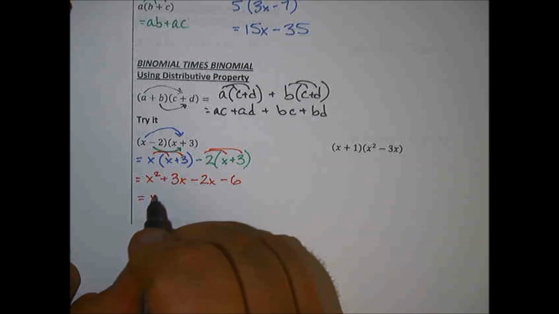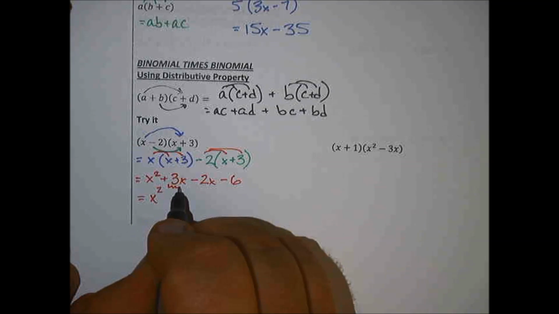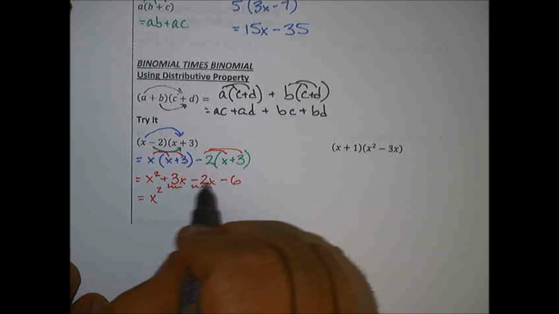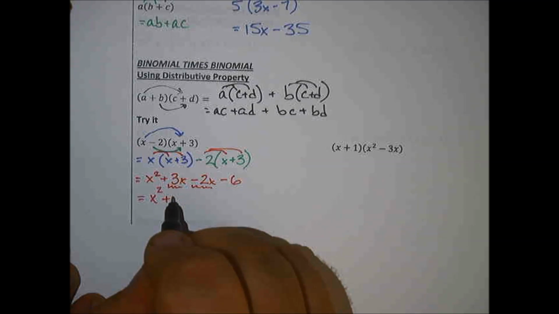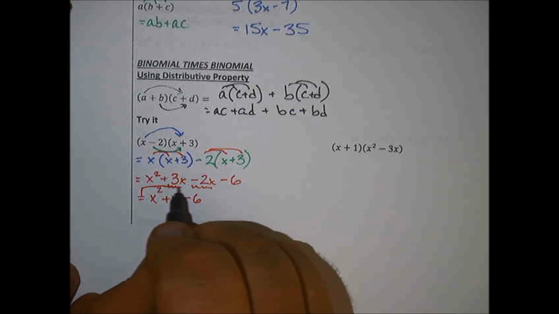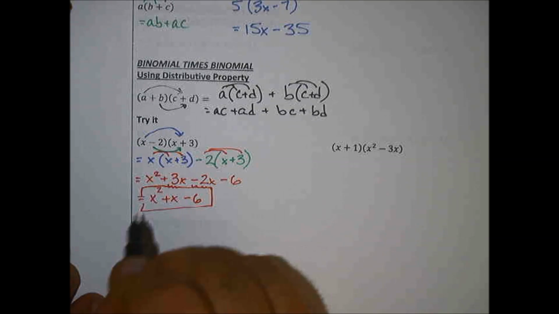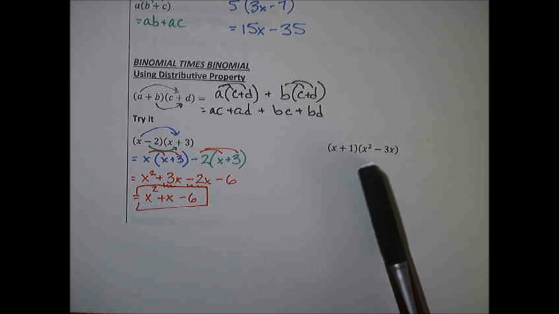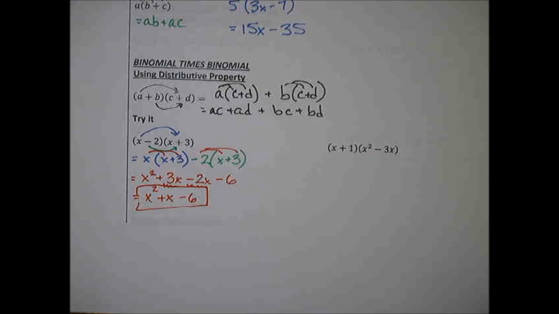So we get x squared. Okay, I have like terms here, so I'm just going to combine those. Positive 3 and negative 2 is plus x, and then we have the minus 6 there. So that will be my answer for this problem. I want you to go ahead and pause the video, and even though this problem is a little bit tricky, there's that x squared there, I want you to try it.